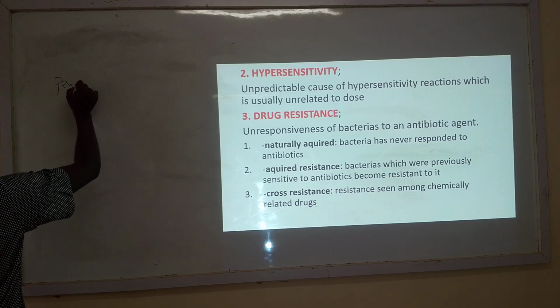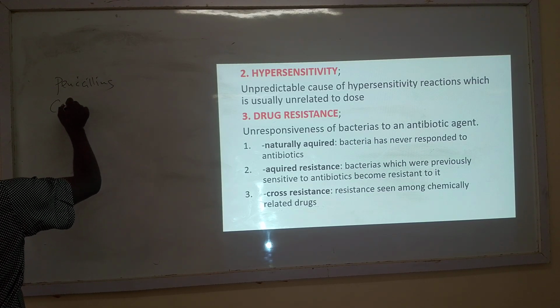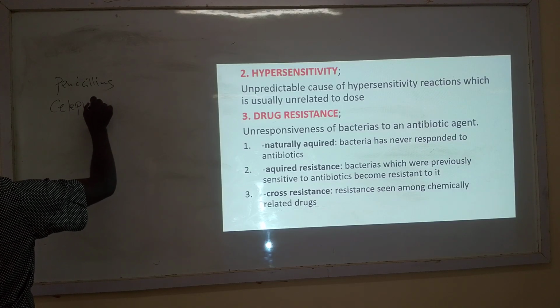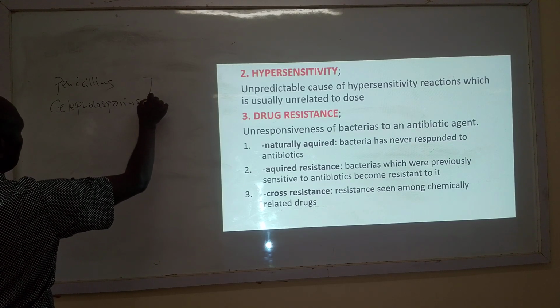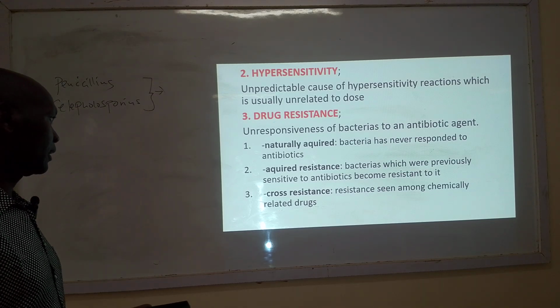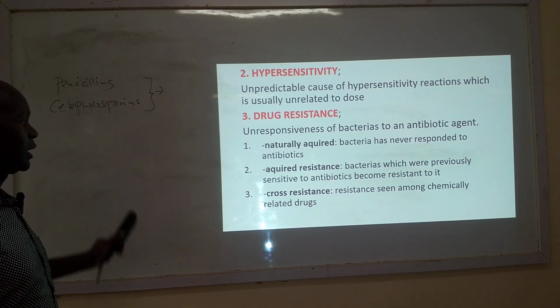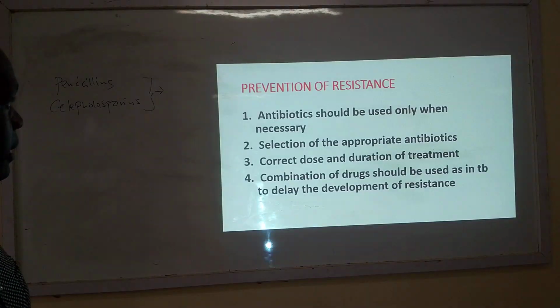Example is penicillins as well as cephalosporins. These drugs are chemically related, and therefore you can have a bacteria that is resistant to both. That is what we call cross resistance.